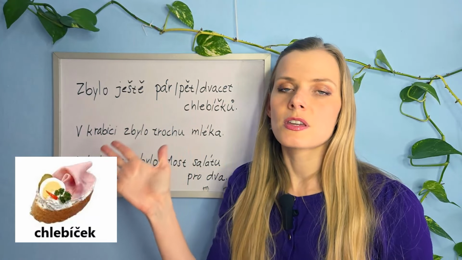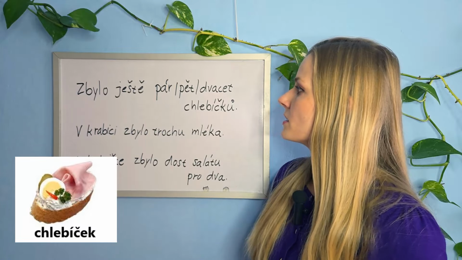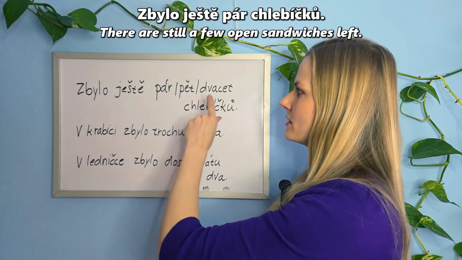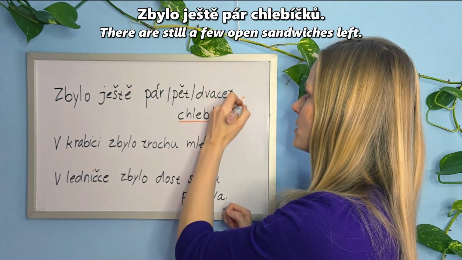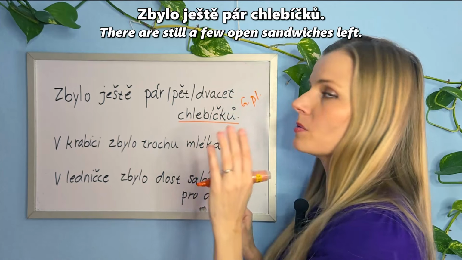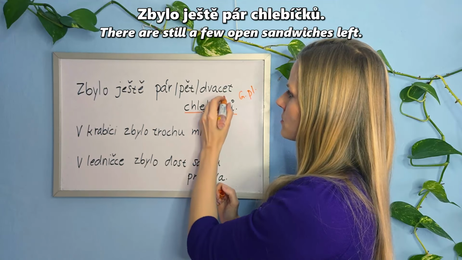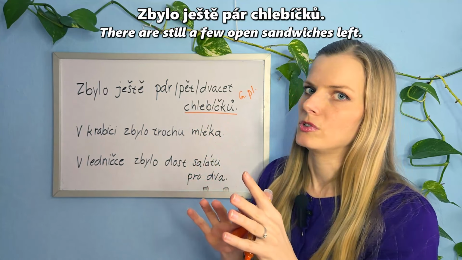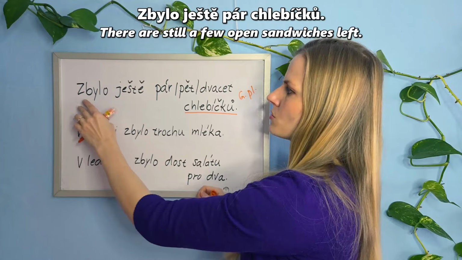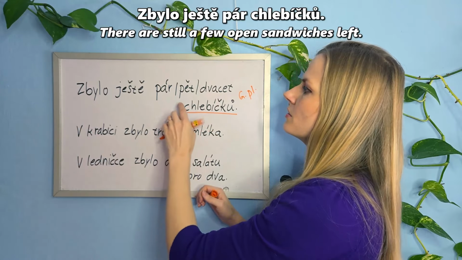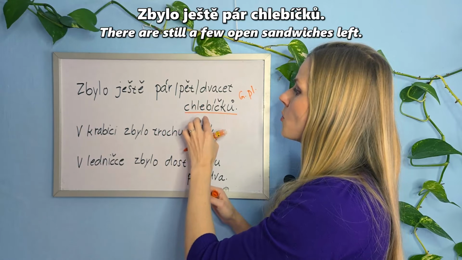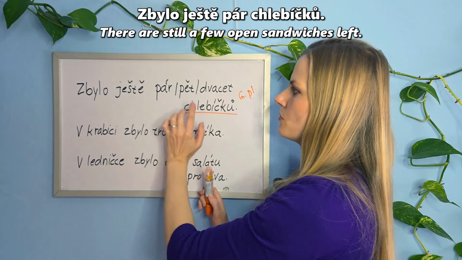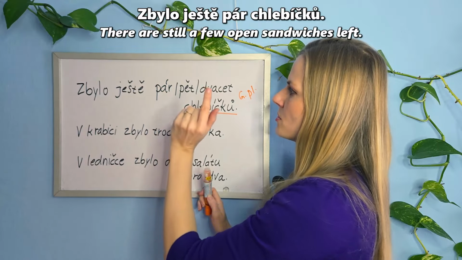And after Christmas and the end of the year festivities, everybody will be full of these chlebíčky. Zbylo ještě pár chlebíčků. That would be the genitive plural chlebíčků. Chlebíček, chlebíčků. That's because of this keyword pár chlebíčků, 5 chlebíčků nebo 20 chlebíčků. So this sentence wants to say there's still a couple or 5 or 20 open sandwiches left. Zbylo. Zbylo ještě pár chlebíčků. There is still a couple of open sandwiches left.